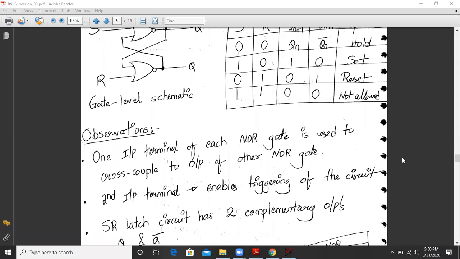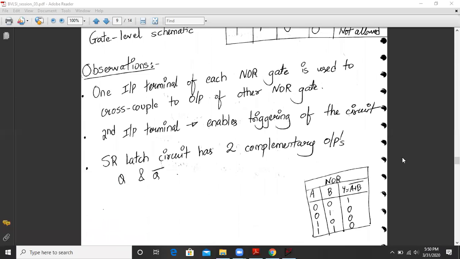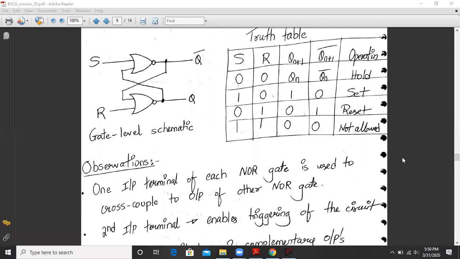Okay, so let us go back to the explanation of the circuit. We have already seen the operation of it, but we will see a special condition wherein S and R are both 1, 1. When S and R are both 1, 1, we know the outputs have to be complementary. So let us consider Q as 0.